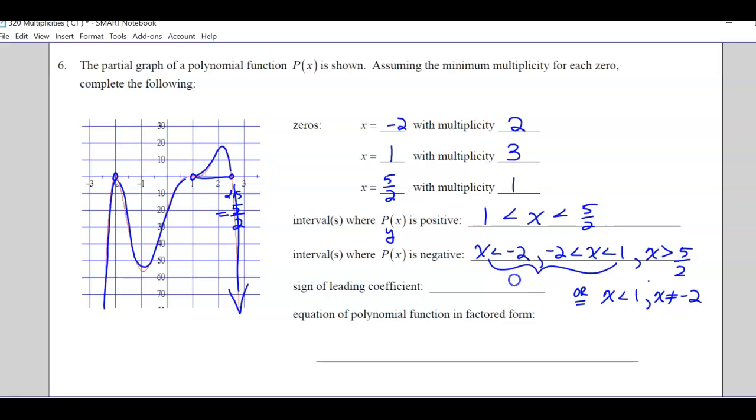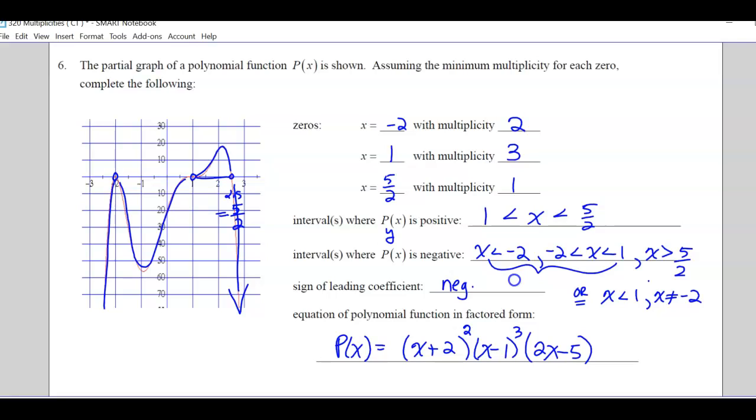Looking at this, it ends going down and to the right in quadrant 4, so it's a negative leading coefficient. So what's it going to be? Actually, it's called p of x, so we're going to call it p of x. And our factors will be x plus 2, x minus 1, and then remember 2x minus 5. We're not going to use any decimals. Exponents on these. So at negative 2, it's a multiplicity of 2. At 1, it's 3. And then 1, we don't have to show that.